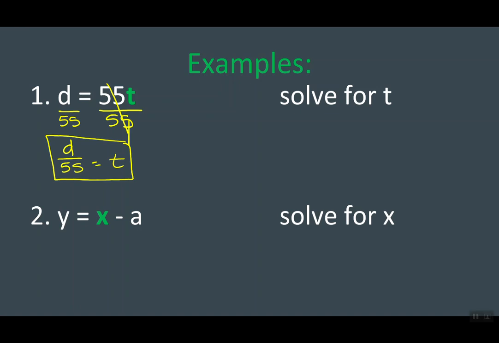Okay. Number 2, I want to solve for x. y equals x minus a. So I need to get a over to the other side. I see that it is subtracted, so the opposite would be to add. So I'm going to add a to both sides. And so now over here on the left side, I have y plus a equals x.